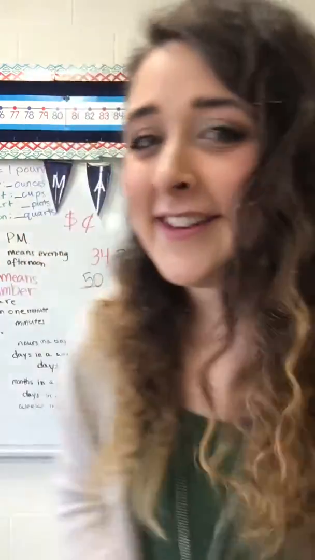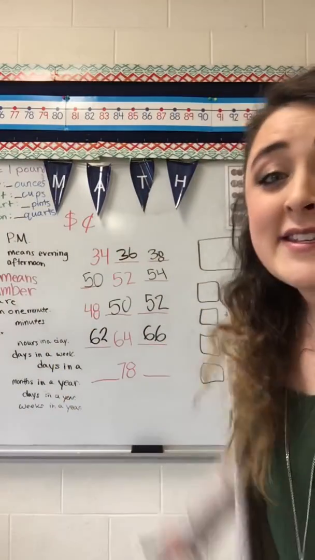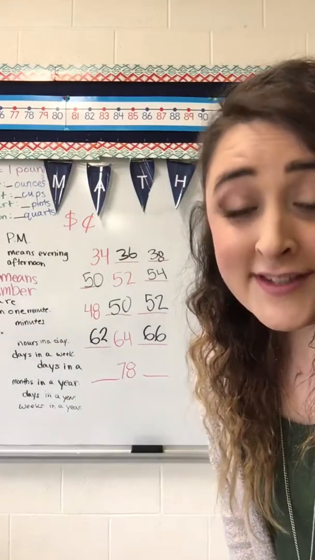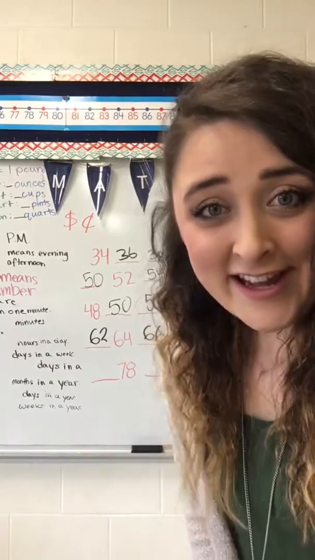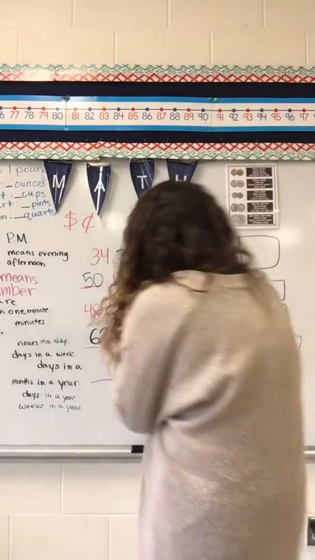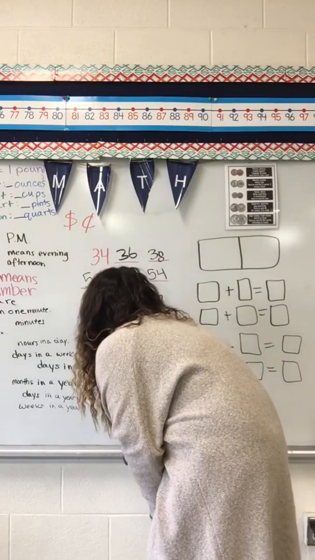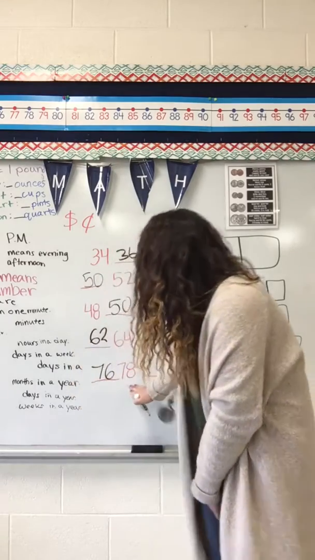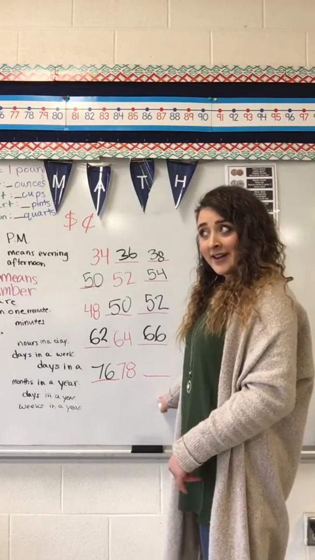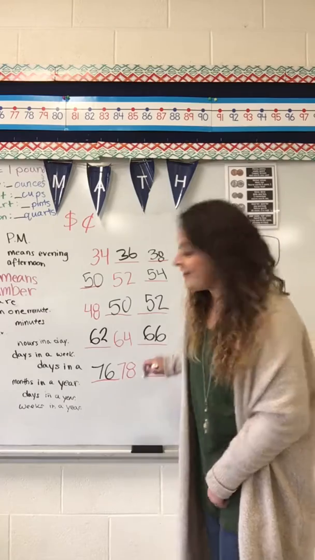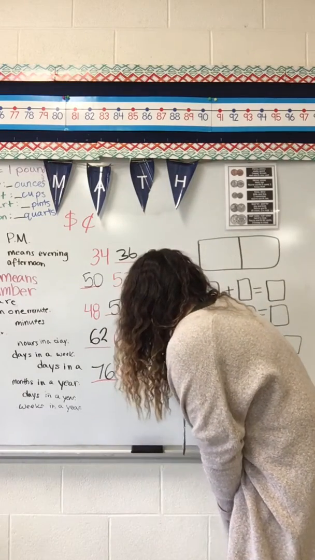Let's do it together. 70, 72, 74, 76, 78. So 76 comes before 78. 76, 78. Did you say 80? I hope you did. 80 is correct.